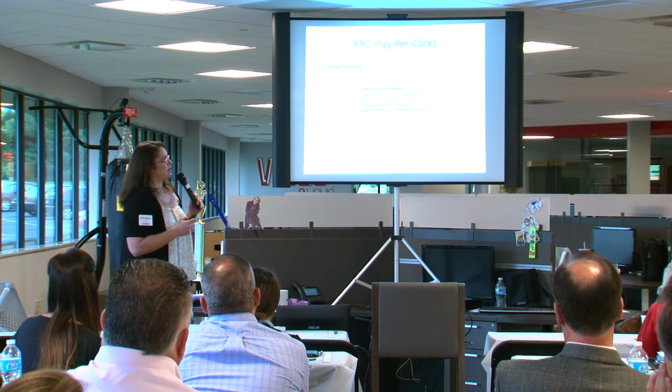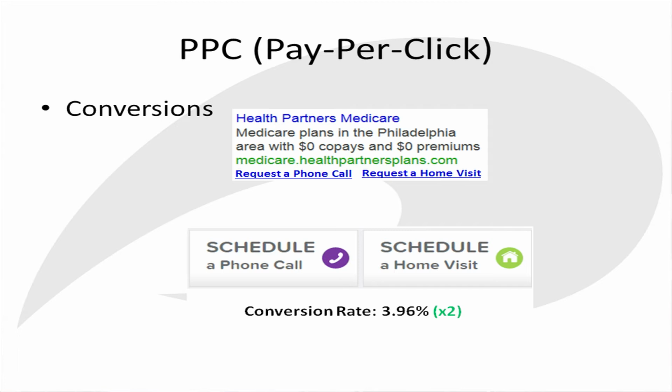So this is what that ad looks like. You still have the same ad text and the same representation, but now you have these two links that take you directly to those conversion pathways. So what we saw was, in that same period of time, we increased the conversion rate from 2.03 to 3.96, which is almost twice the amount of conversions that you're getting per click.